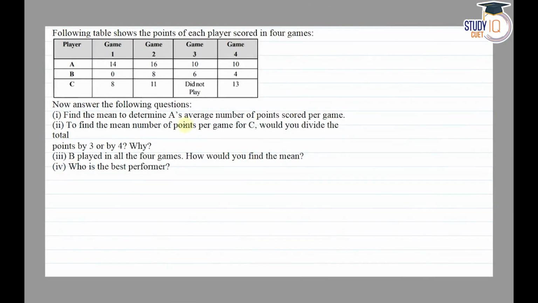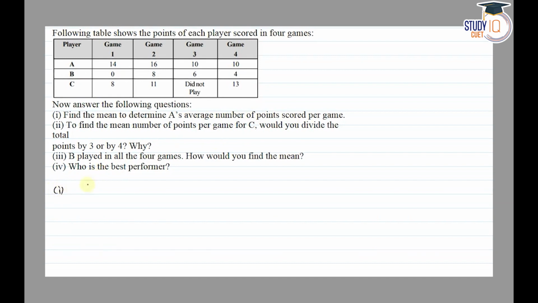Hello everyone, this question appears in class 7th NCERT chapter of data handling. This is fifth question of its exercise 3.1. So the question says that following table shows the points of each player scored in 4 games. हमें table given है. Now answer the following questions. Find the mean to determine A's average number of points scored per game.